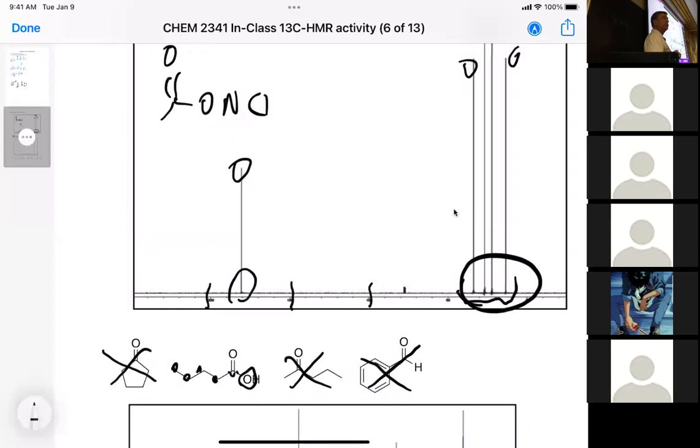Does that make sense? Okay. So even if you didn't know, if you knew that aldehydes and ketones were going to be above 185, you can immediately eliminate them from one of your choices.